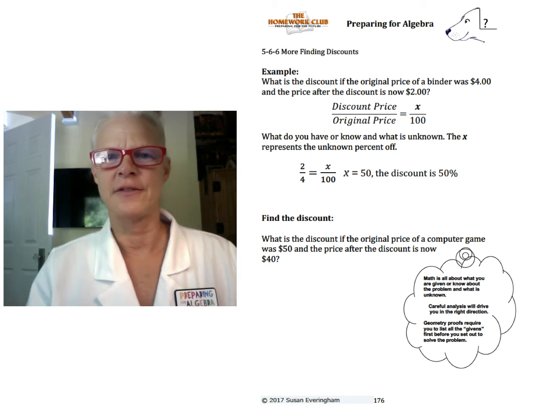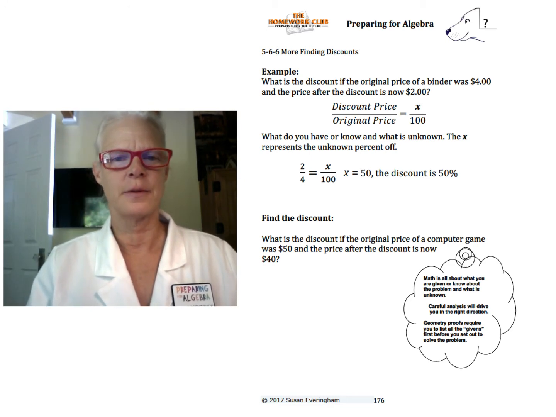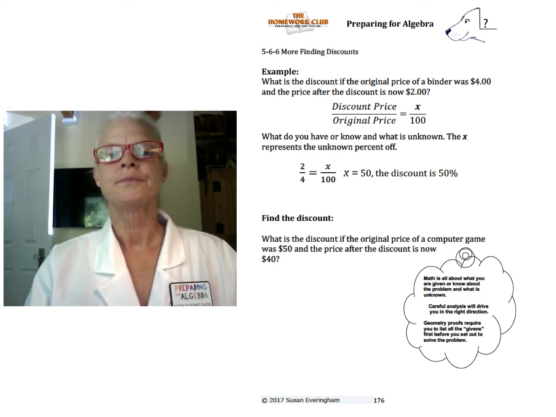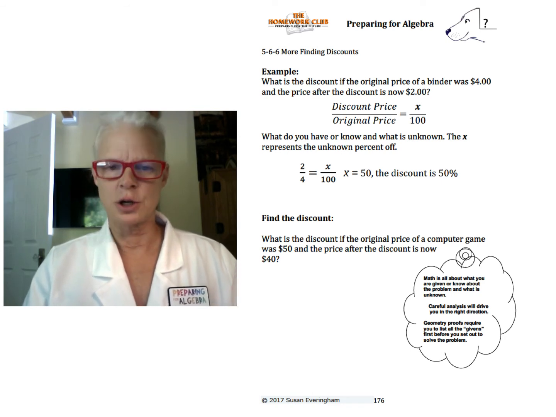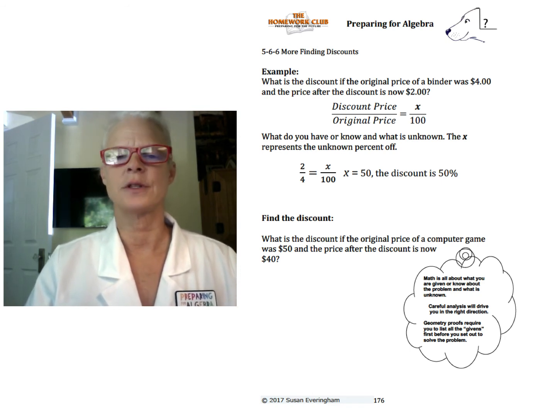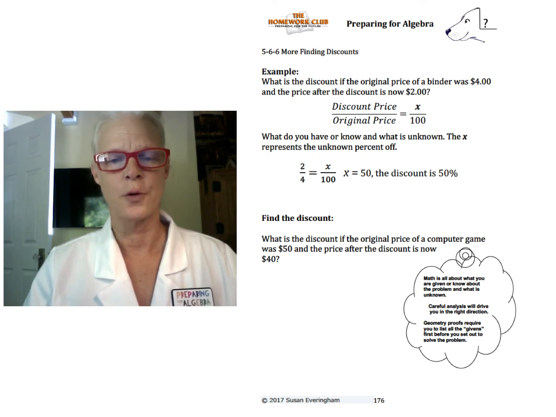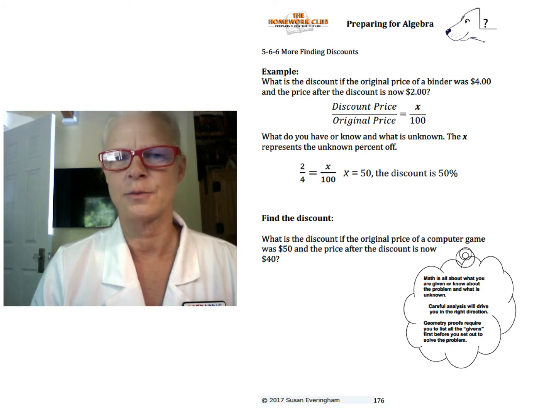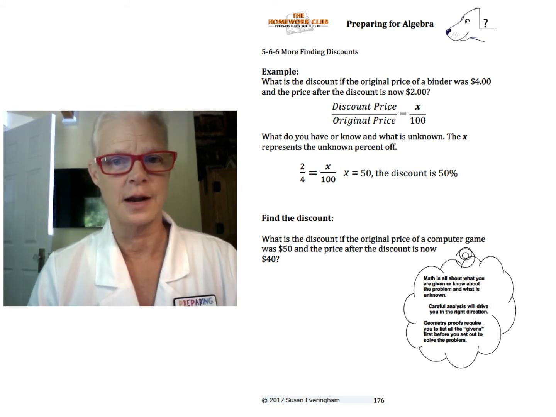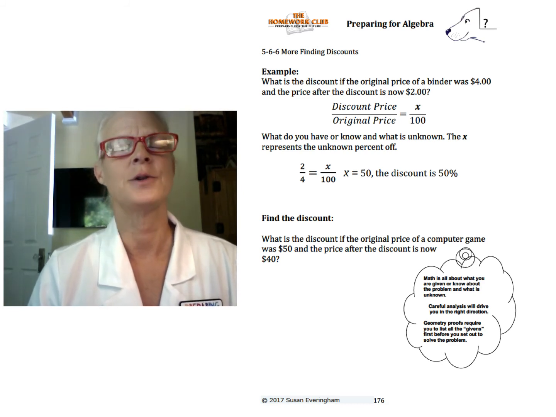We're on page 176 of Preparing for Algebra. We've got some more finding of discounts. So let's go through the example. This time we're looking for the actual discount percentage. We know what the original price is and we know what the discount is. So the original price is $4, the discount is $2. My guess is you can figure out what that discount percent is. It's 50%, right? 2 is half of 4.